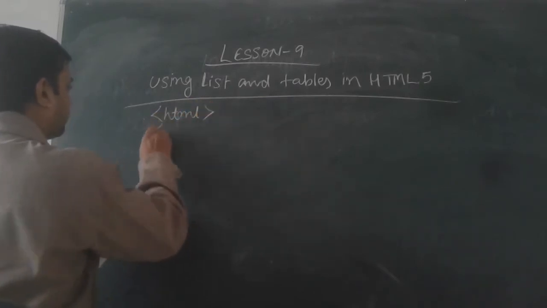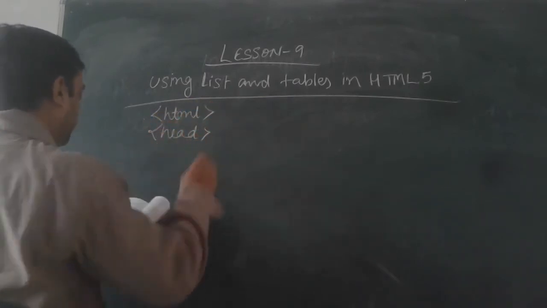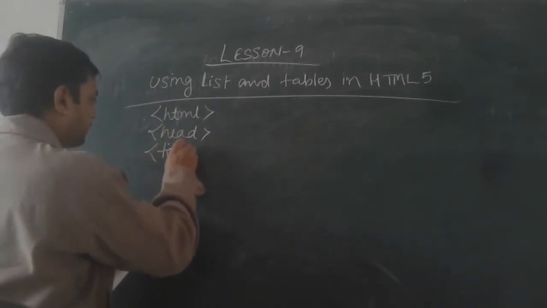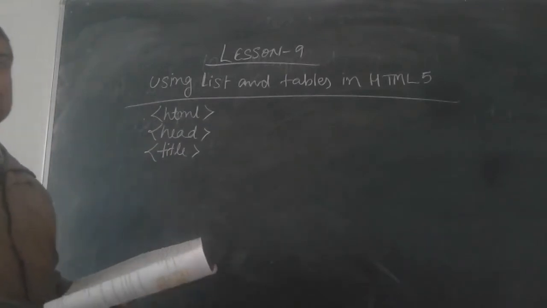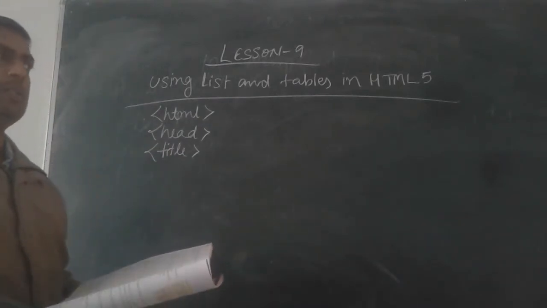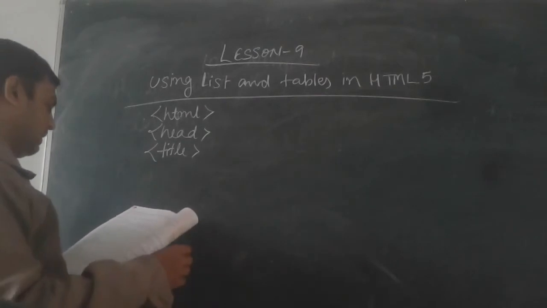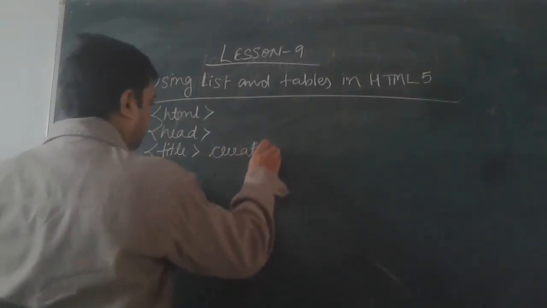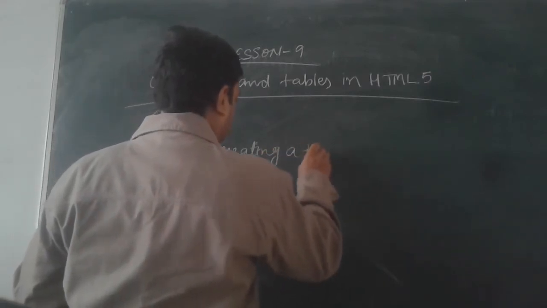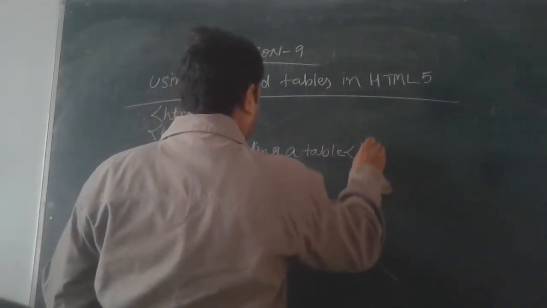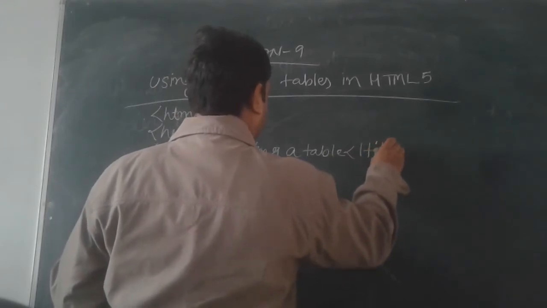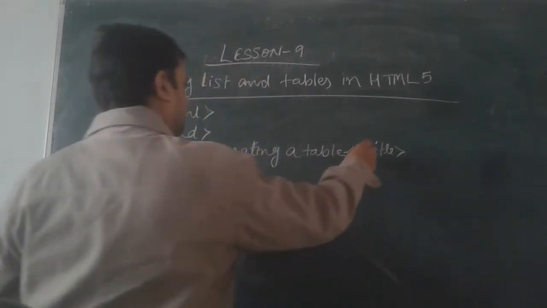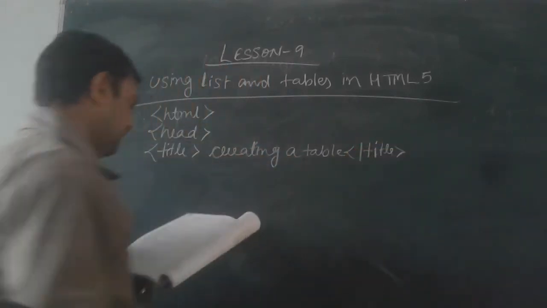HTML, head, and then title. In this title, we can write the topic which we want to show as the title, which means creating a table. Creating a table. This is the title and this is the closing tag.